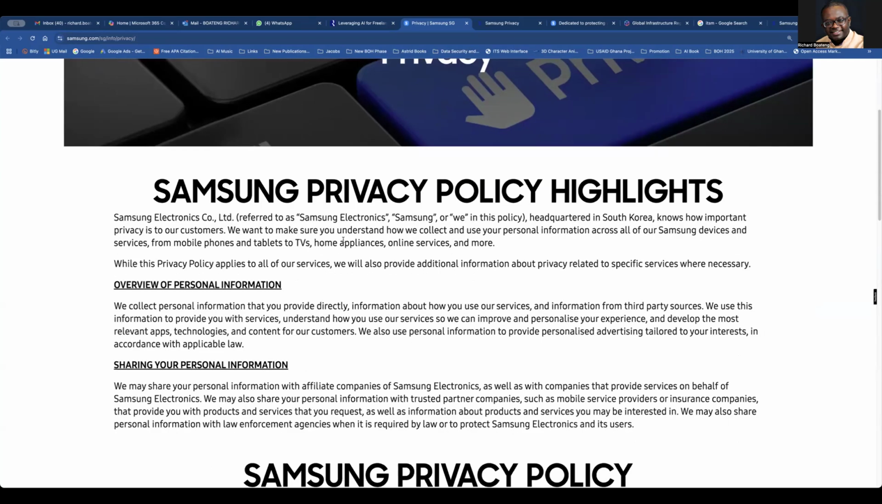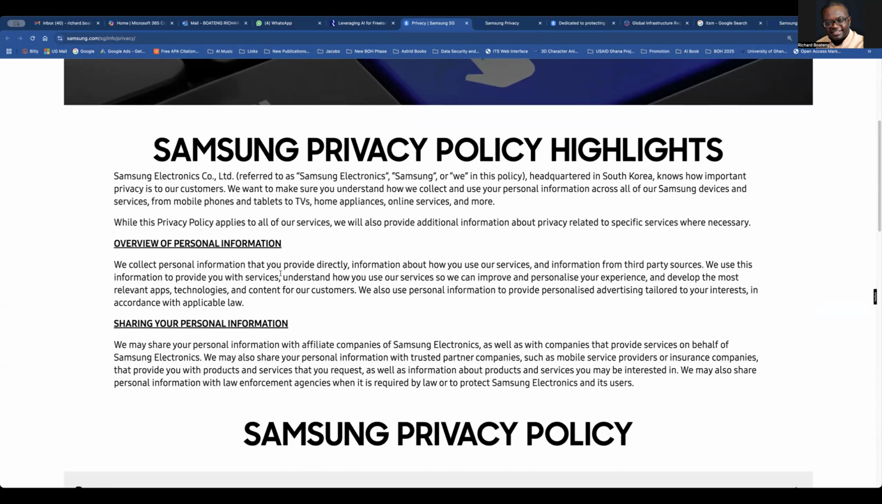Samsung Electronics, referred to as Samsung Electronics or Samsung in this policy, headquartered in South Korea, knows how important privacy is to our customers. We want to make sure you understand how we collect and use your personal information across all Samsung devices. You see what I mentioned? Across all the devices and services, from mobile phones and tablets to TVs, home appliances, online services, and more. Overview of personal information.